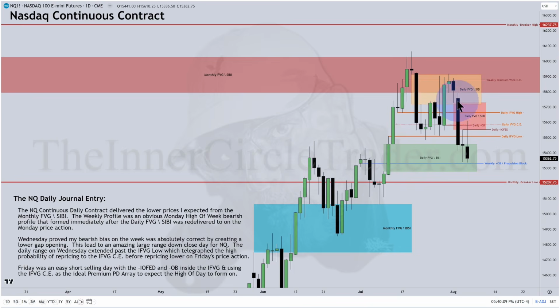So we wouldn't want to see this area up here in this SIBI be traded to. We don't want to see that, because above the daily inversion fair value gap high, we have this separation from this candle's low and the high, which is this candlestick low. That's the inversion fair value gap high.